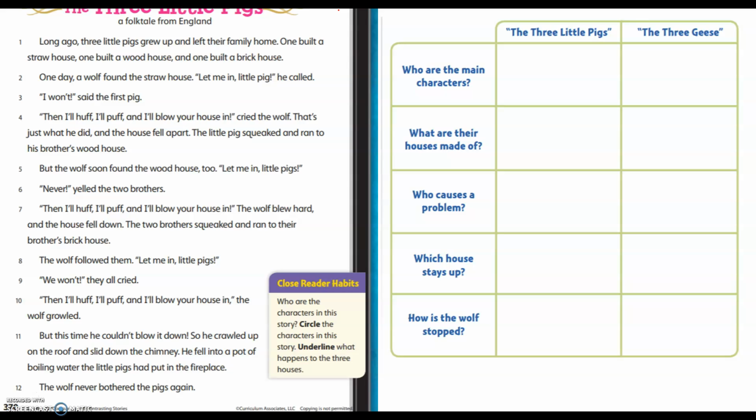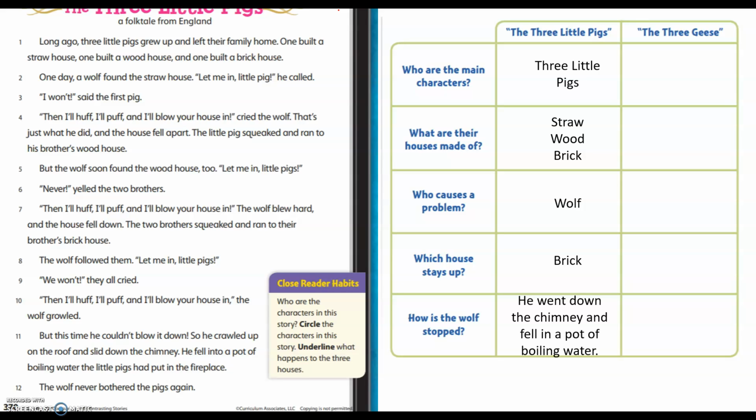So we read The Three Little Pigs together, and we identified the characters, the three little pigs. Their houses were made of straw, wood, and brick. The wolf causes a problem. The brick house ends up staying up in the end, and then the problem is solved by him going down the chimney and falling in a pot of boiling water.